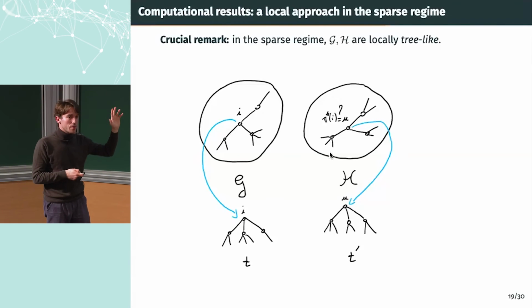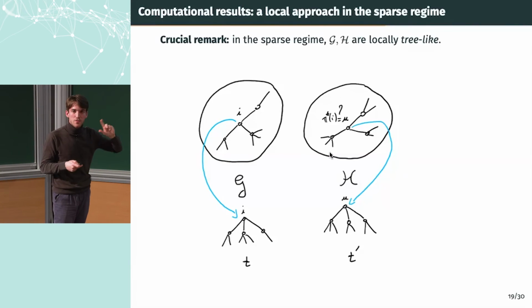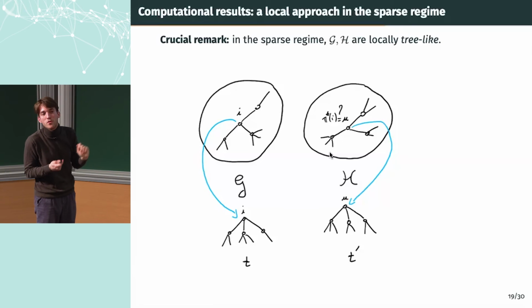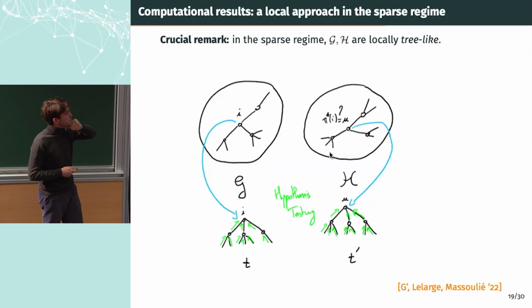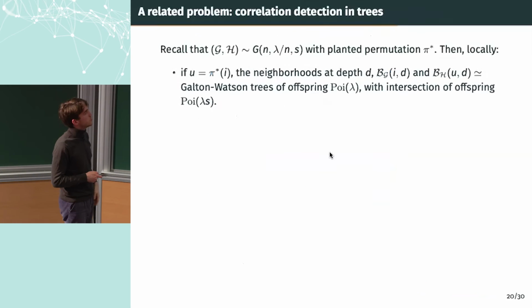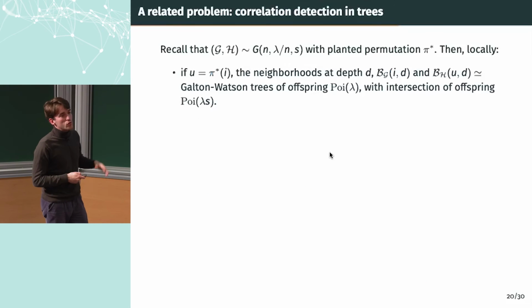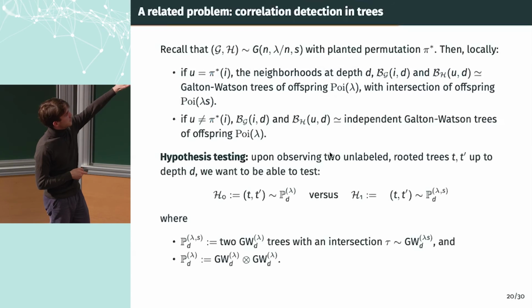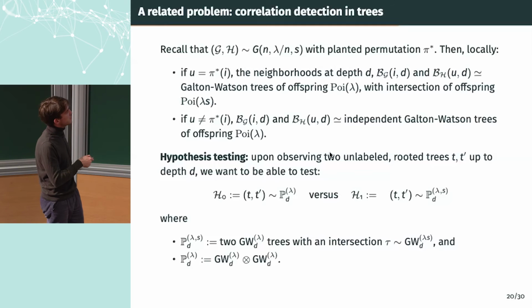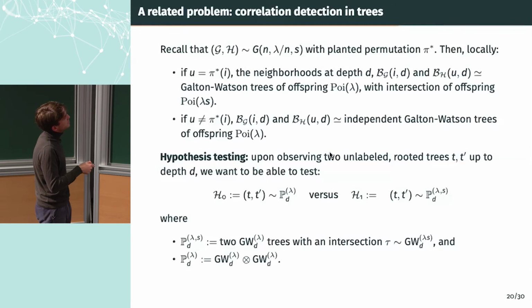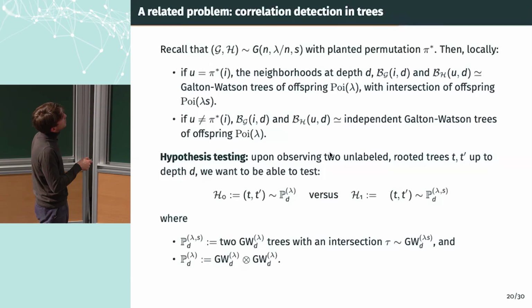So we have to test whether these trees are close enough or not, meaning correlated or not. This is another problem, in fact a hypothesis testing problem on trees, where you have two hypotheses. These trees have depth D, and they may be either independent or correlated. And how are these models defined? Well, if you look at what happens where the nodes are matched, we know the distribution of these trees.